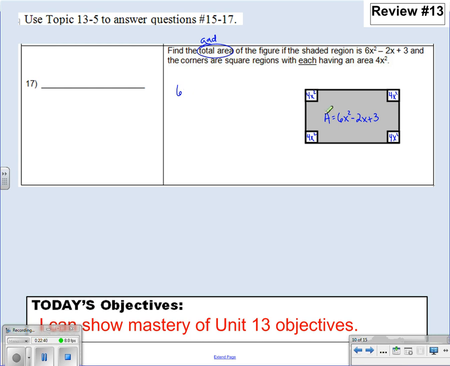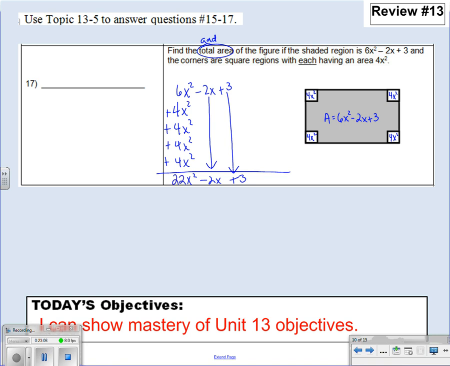So we have 6x squared minus 2x plus 3, and then a 4x squared. We're going to add another 4x squared for another corner, and a 4x squared for a third corner, and a 4x squared for the fourth corner. When I add 6 plus 4 plus 4 plus 4 plus 4, we get 22. X squared is the same. I didn't add anything to this negative 2x, and I didn't add anything to the plus 3. So our answer is 22x squared minus 2x plus 3.